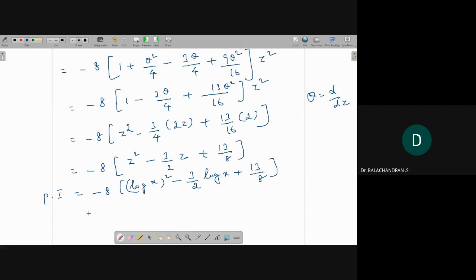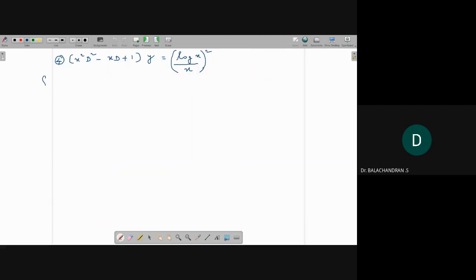The final answer, the general solution, is y equal to complementary function plus particular integral. So this comes under which type? (log x by x) whole square.